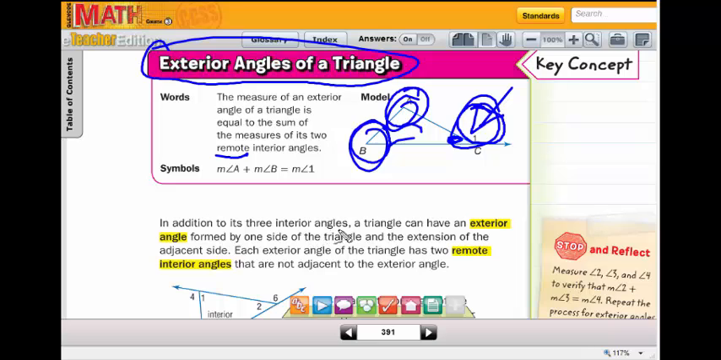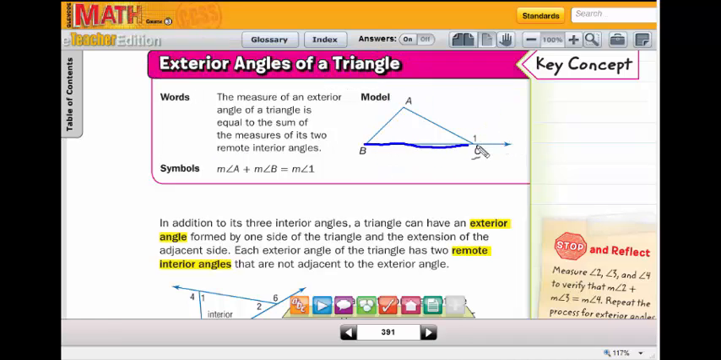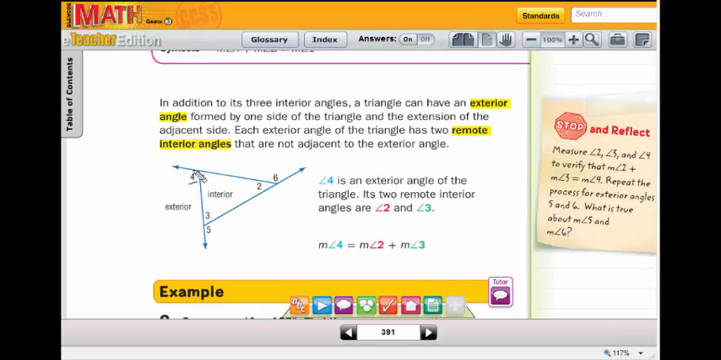In addition to its three interior angles, a triangle can have an exterior angle formed by one side of the triangle and the extension of the adjacent side. So here's the extension of the adjacent side. Each exterior angle of the triangle has two remote interior angles. That's these two angles here that are not adjacent to the exterior angle. Angle 4, that's right here, angle 4 is an exterior angle of the triangle. Its two remote interior angles are 2 and 3. Measure of angle 4 equals the measure of angle 2 plus angle 3.